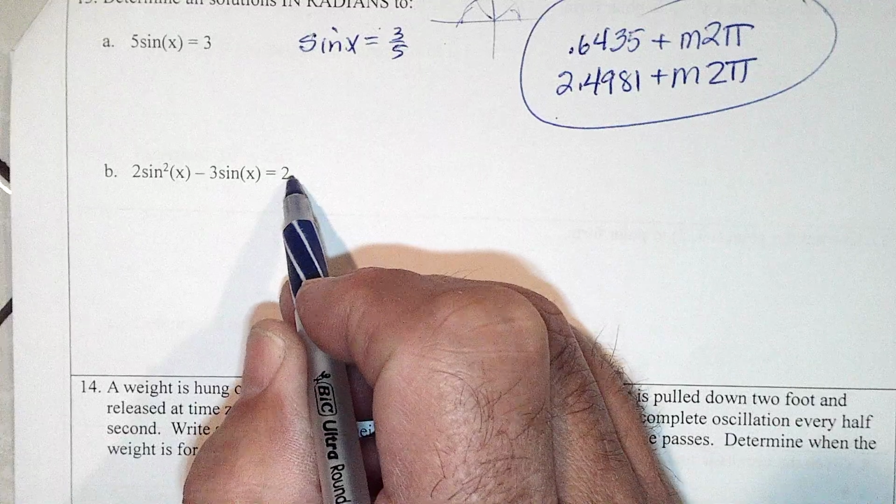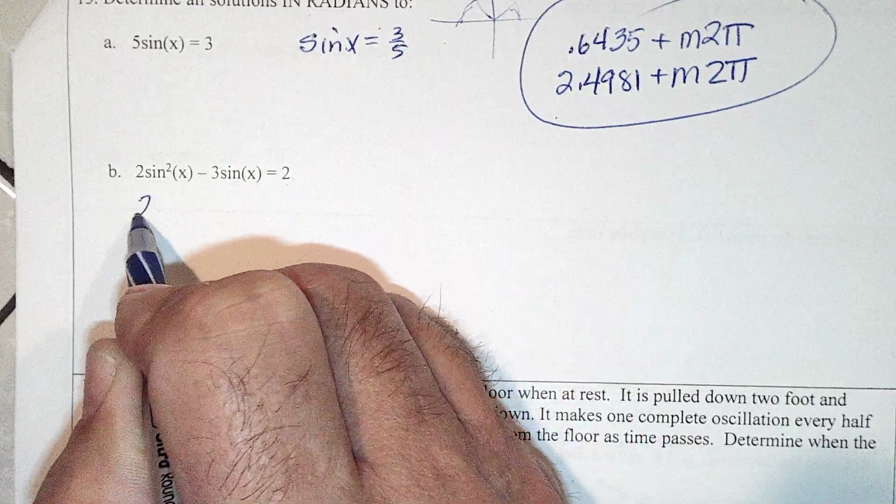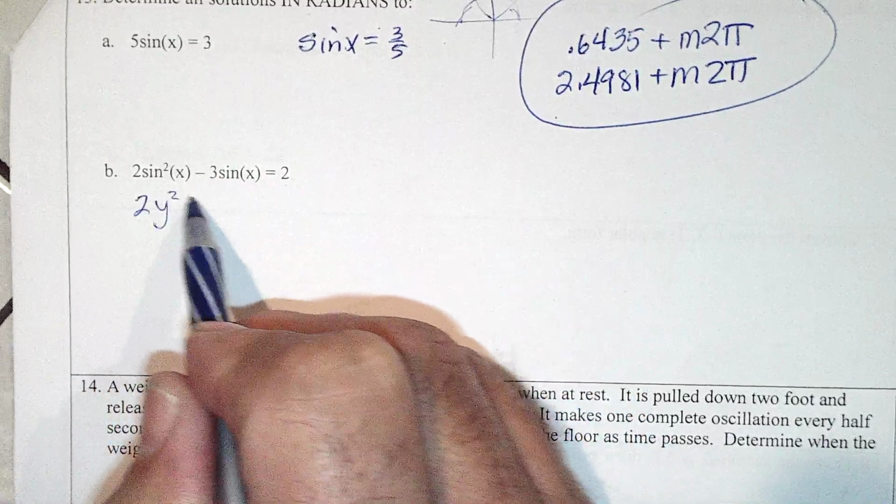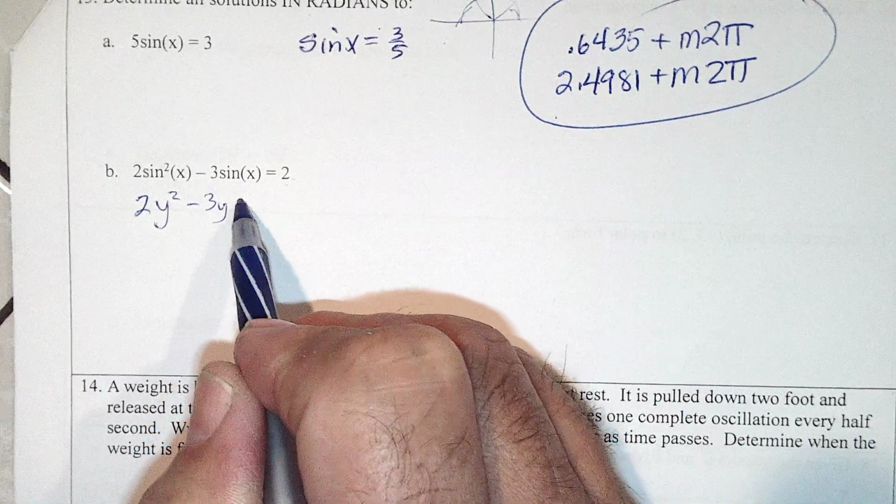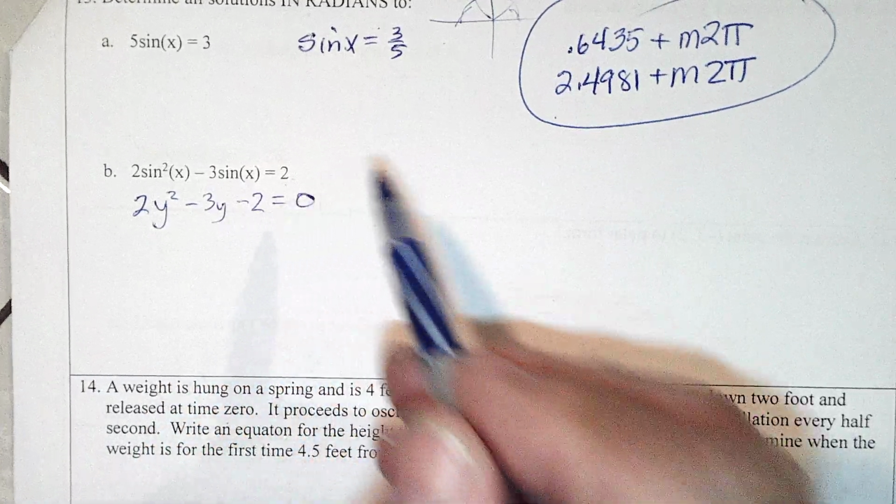This one, so I subtract 2 and I get 2 something squared minus 3 something minus 2 equals 0.